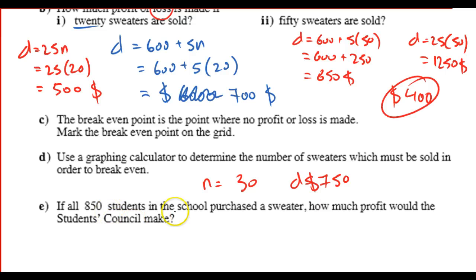If all 850 students in the school purchase a sweater, how much profit will the Students' Council make? Well, I'm going to let you go ahead and do that one by following the same steps I did up here for 50 sweaters and 20 sweaters.